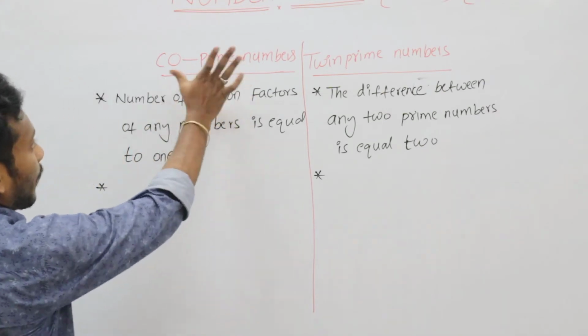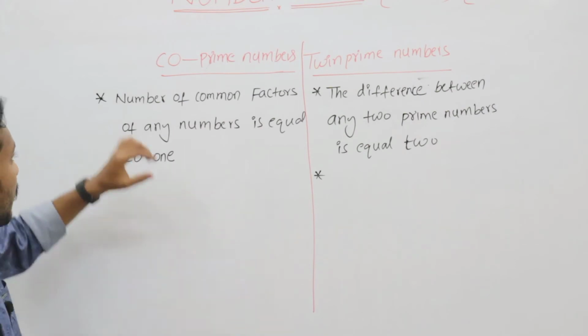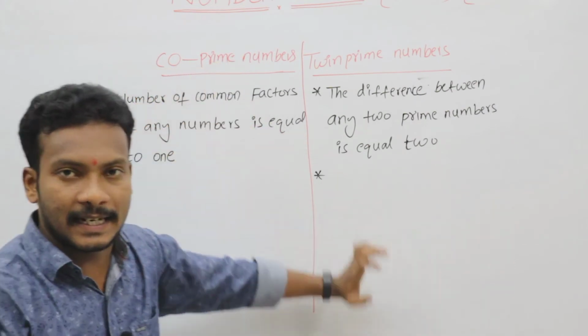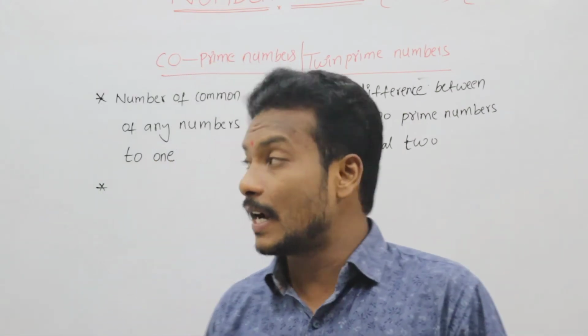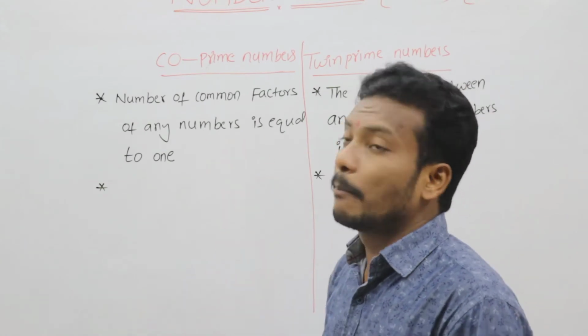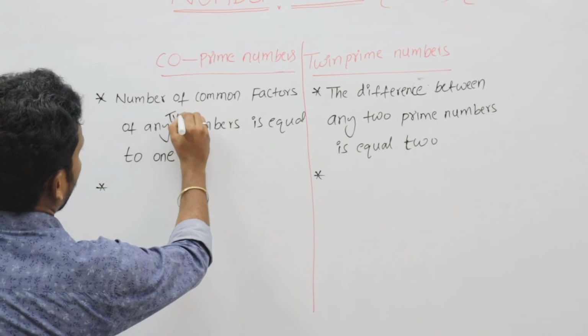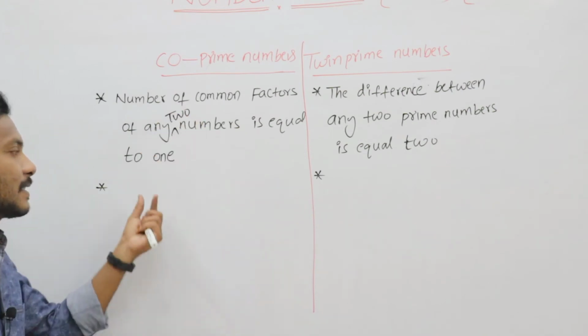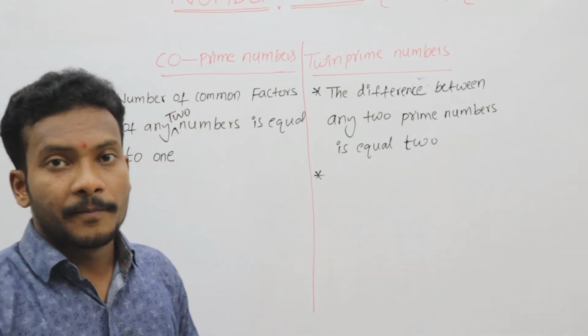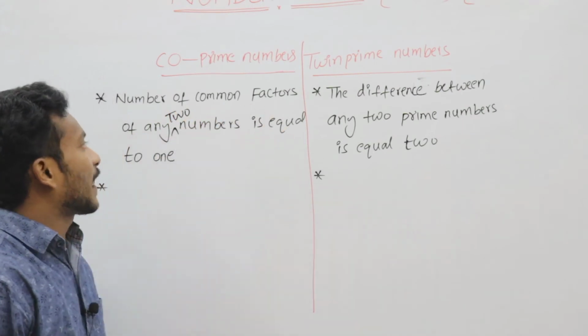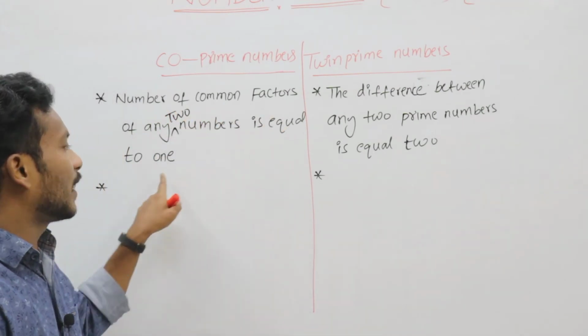Okay. Co-prime numbers. What is meant by co-prime numbers? The number of common factors of any two numbers is equal to 1. Okay. The number of common factors of any two numbers is equal to 1.